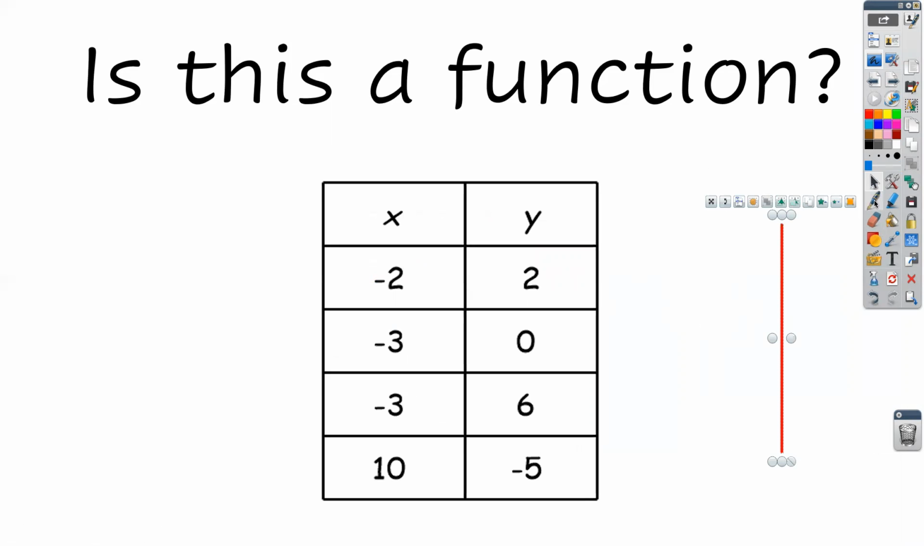Is this one a function? Well, if I look at your x values in your table, do any of them repeat? Yes, I have a 3 and a -3 and a -3. They repeat. So no, it is not a function.